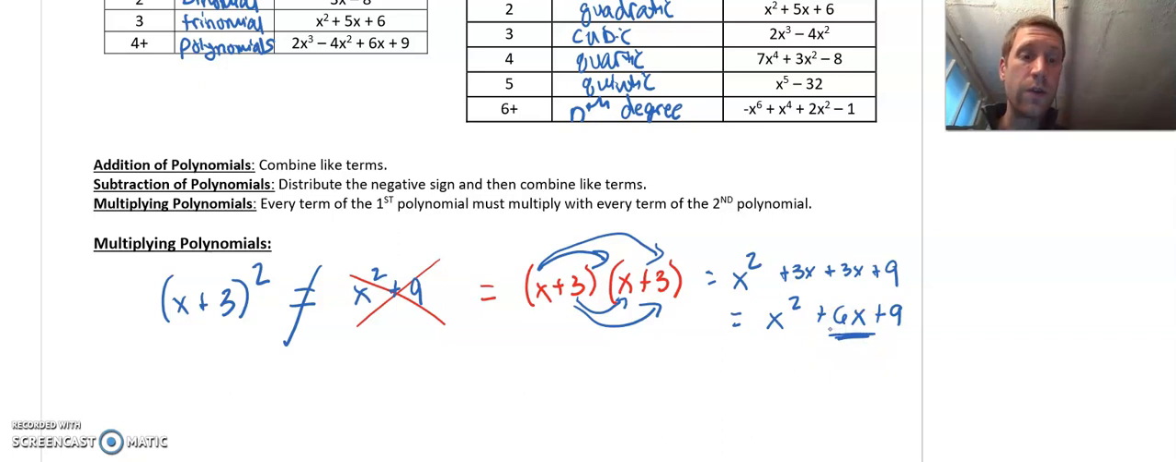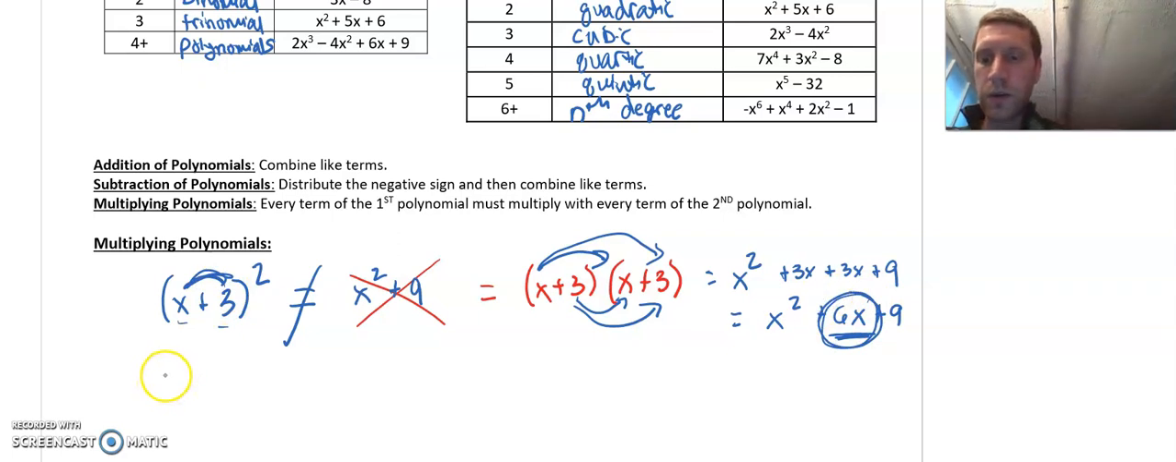So if you're in the business of shortcuts, which are dangerous at times, you can do a shortcut by squaring the first term, squaring the second term, and then multiplying these two together and doubling it. That's the term that often gets forgot about. Okay, so let's do a different one. Okay, let's try the shortcut and then we'll verify it.